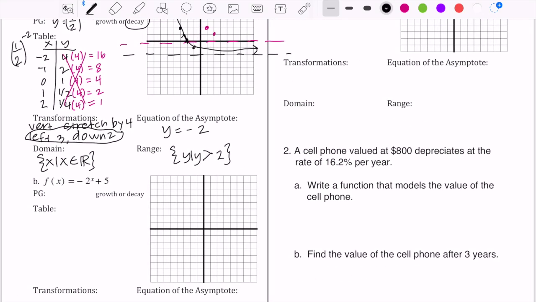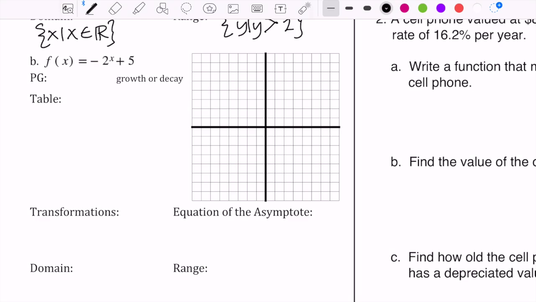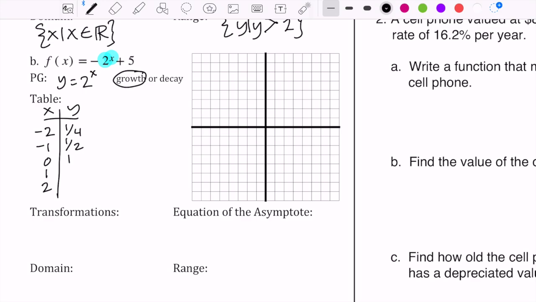Okay, next one. We have another one. Our parent graph, like we said before in the previous problem, is always your base to the x. So this is going to be y equals 2 to the x. And because that base is a 2, that's going to be growth because it's bigger than 1. So we start by making our table for that. We're picking the standard 5 x values and plugging them into the parent equation, which is 2 to the x, so we get those values.